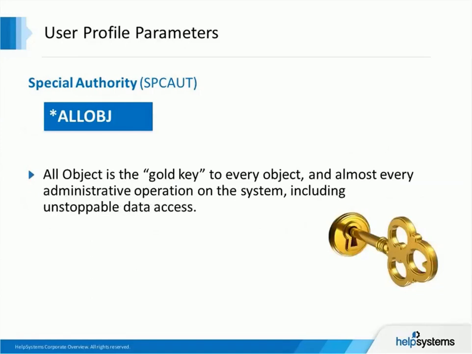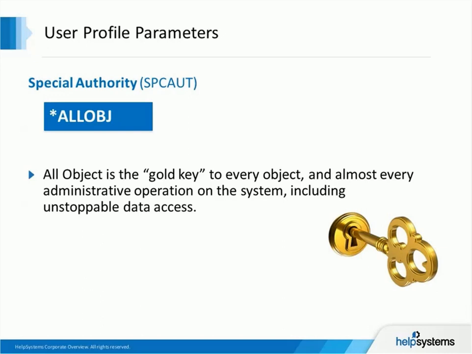The most important one by far is all object special authority. If you're familiar with Unix, this is root privileges, which in essence says do whatever you want. So think of it as the gold key to every object that resides on the system, not only those that you create, but everybody else as well, including your application providers and even IBM. So this is the ability for a user to, in essence, delete the entire system. And there's lots of damage that can be done with just a single command.